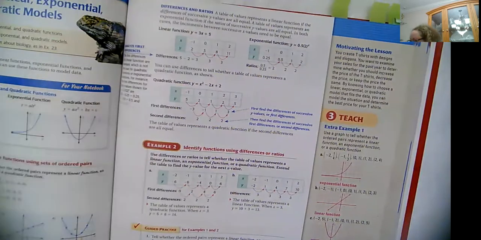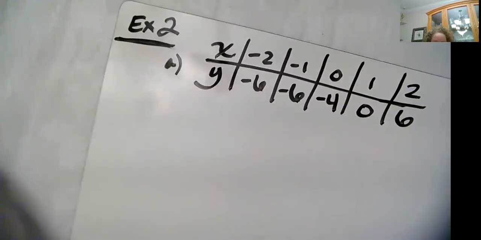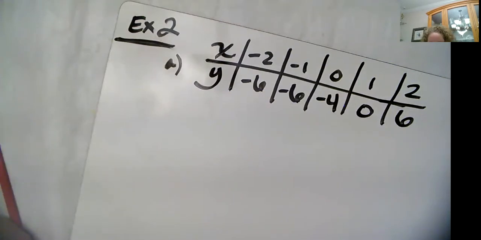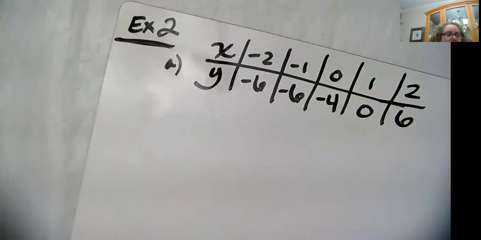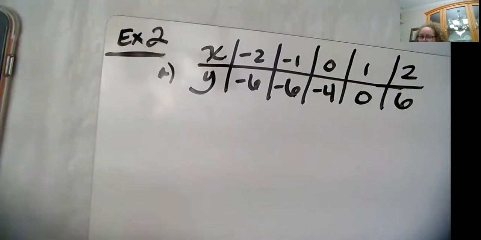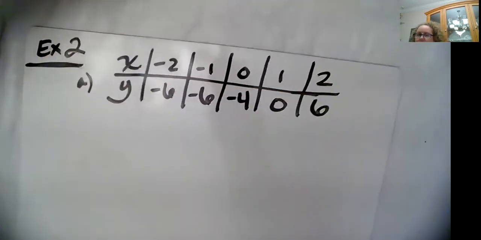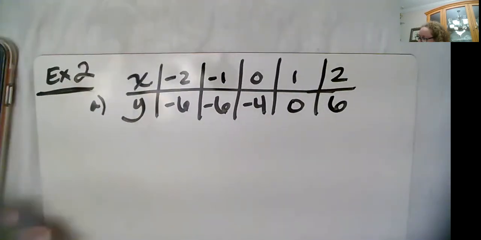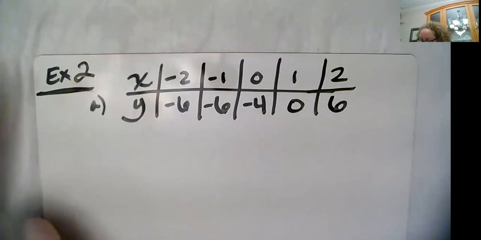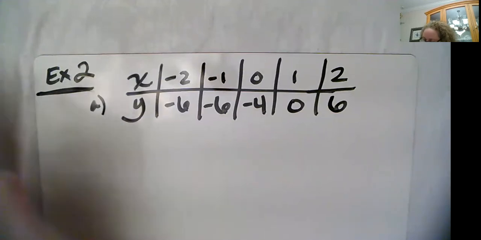So now we're going to do example 2, which I have here. The directions say, use differences or ratios to tell whether the table of values represents a linear function, an exponential function, or a quadratic function. So this is example 2. We're going to focus on our y values. I'm going to get my calculator ready. Make it simpler.